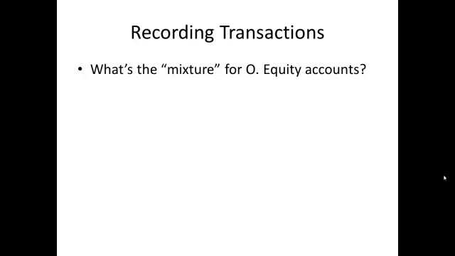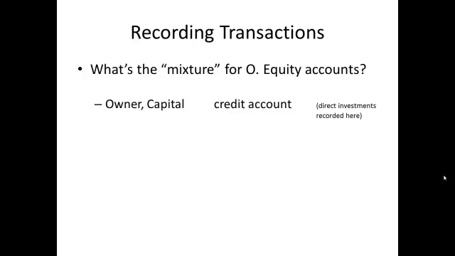What's the mixture for owner equity accounts? As we just discussed previously, the owner capital account is a credit account. We increase it with entries on the right-hand side. It's the offset to the assets that the owner has brought in to the business. Expense accounts are called debit accounts. Expense accounts reduce owner's equity as assets are reduced on the other side of the equation.